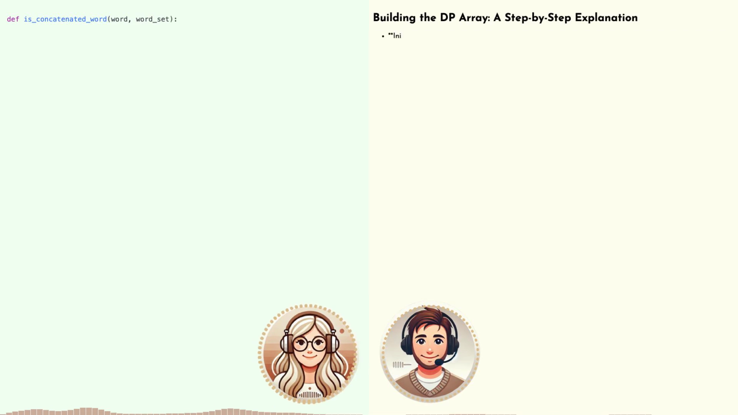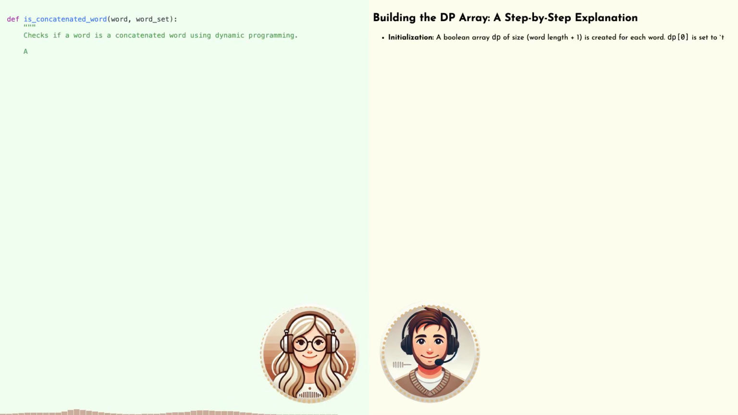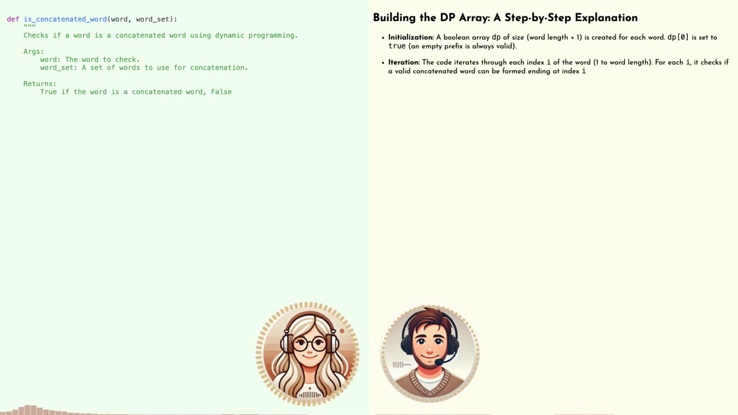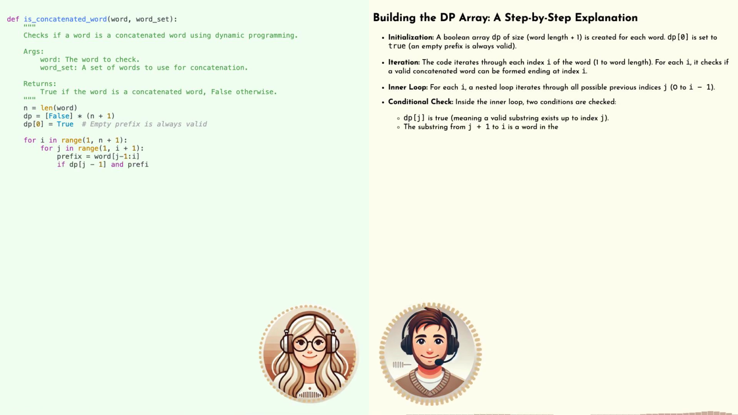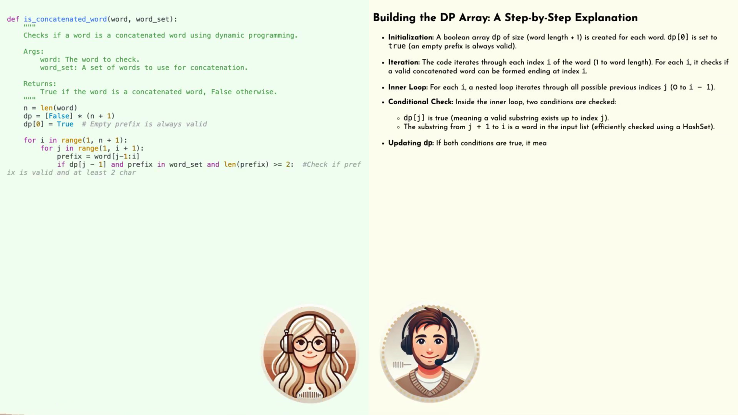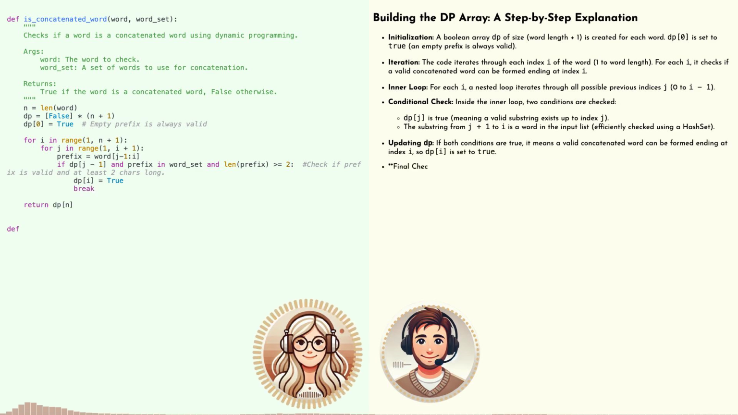That's where we get into the programming part of dynamic programming. So we start by initializing every element in the array to false. And then the very first entry, DP[0], we set that to true because an empty string is always a valid concatenation. Right, an empty string. That makes sense. Yeah. So now we have our starting point. So what do we do next?